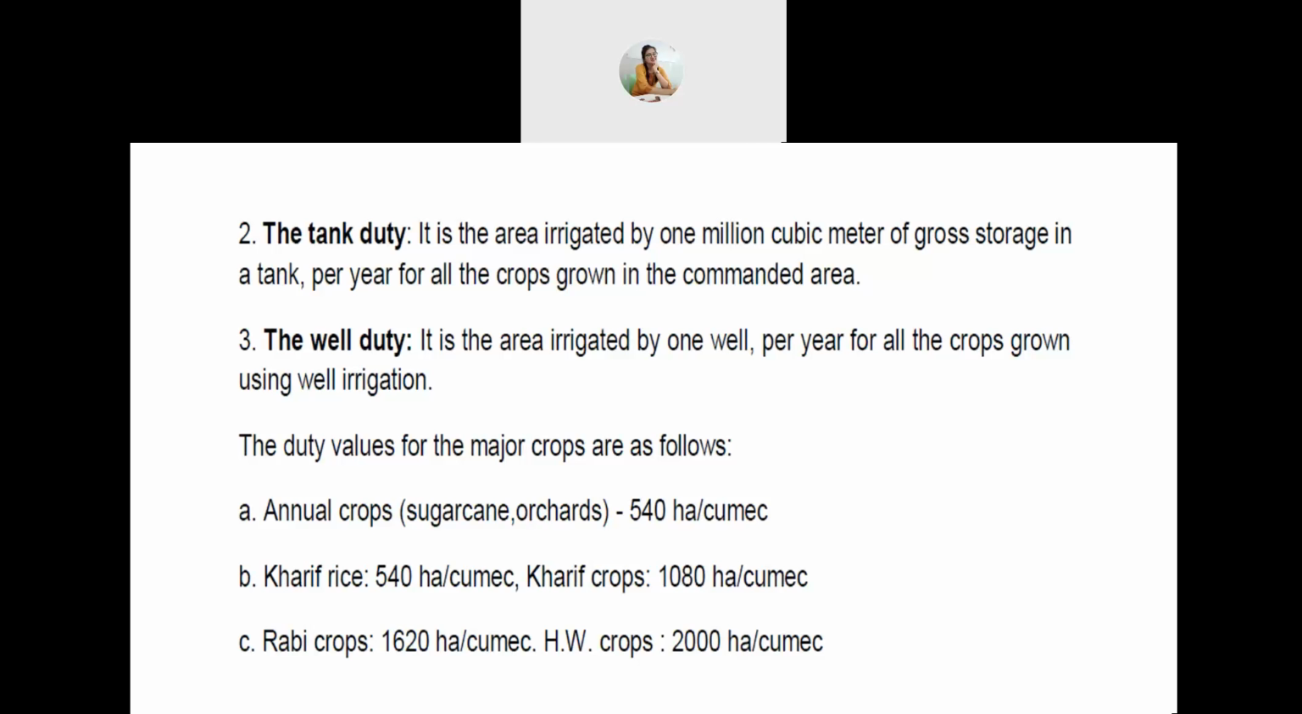The duty values of certain major crops, I have cited below. First is annual crops, which include sugarcane and orchards, which is 540 hectare per cubic. Second is kharif rice, 540 hectare per cubic. Kharif crops - there is a difference between kharif rice and kharif crops, which I have already mentioned in the last class. So kharif crop is 1080 hectare per cubic. Rabi crops is 1620 hectare per cubic, and HW crops, that means hot weather crops, 2000 hectare per cubic. These values are important for solving numerical problems in the upcoming classes. So you can note this down.